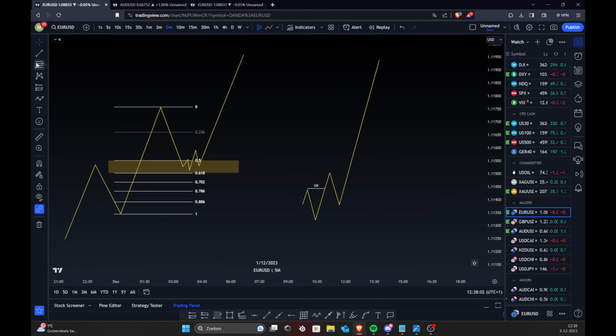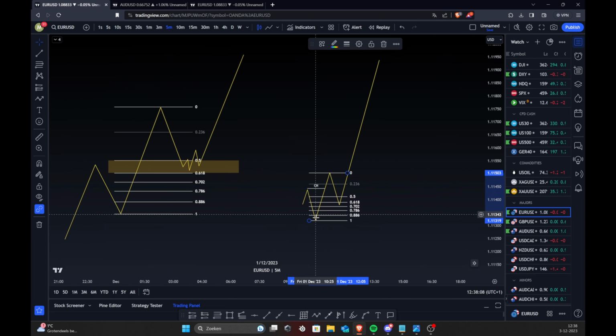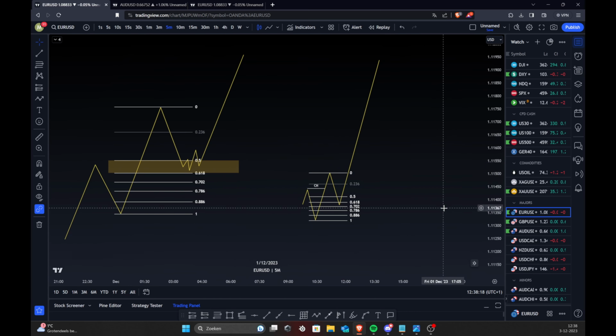So now what we want to do for entries is we want to draw from this swing high to this swing low to this swing high. Like I said, we can use it on all time frames. The market is fractal, so it does everything over and over again on every time frame.